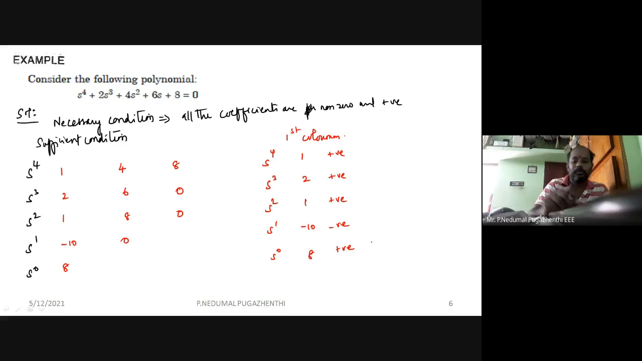Now, what will be your comment? Everybody in the class, please respond. What will be your comment? What does stability mean? Gani, tell me. All are positive, then minus 10. There is a minus 10. So you have a sign change. Am I right or not? You are having a sign change. How many sign changes are there?